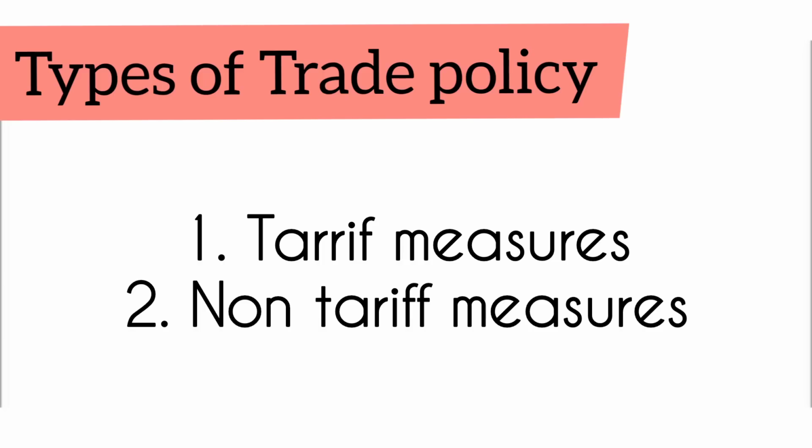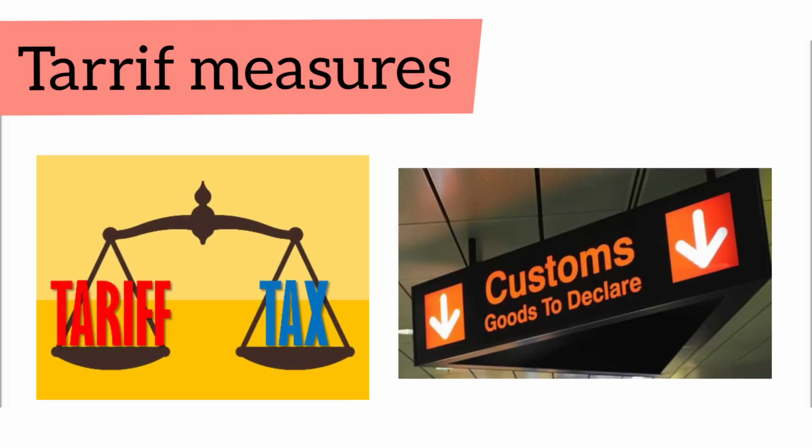There are two types, we can say two instruments, of trade policy. One is tariff measures and the other one is non-tariff measures. Tariff measures are price related, that is, related to the price of the goods and services, whereas non-tariff measures are non-price related. Okay, so first let's understand tariff measures.